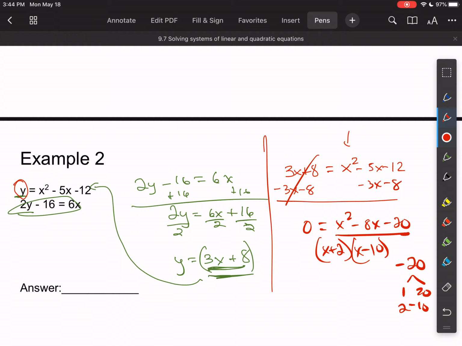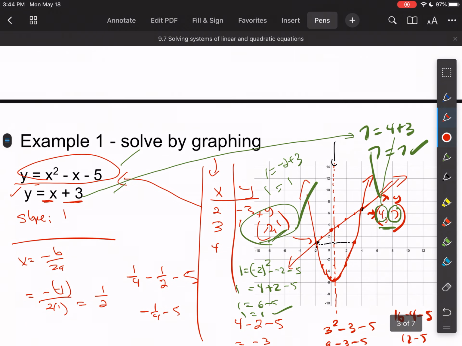The two possibilities for x here are the things that make this go to 0. The things that make that go to 0 are negative 2 and 10. Those are my two x possibilities. I'm not quite done because the place of intersection, you guys, is always going to be a coordinate. It's a coordinate.